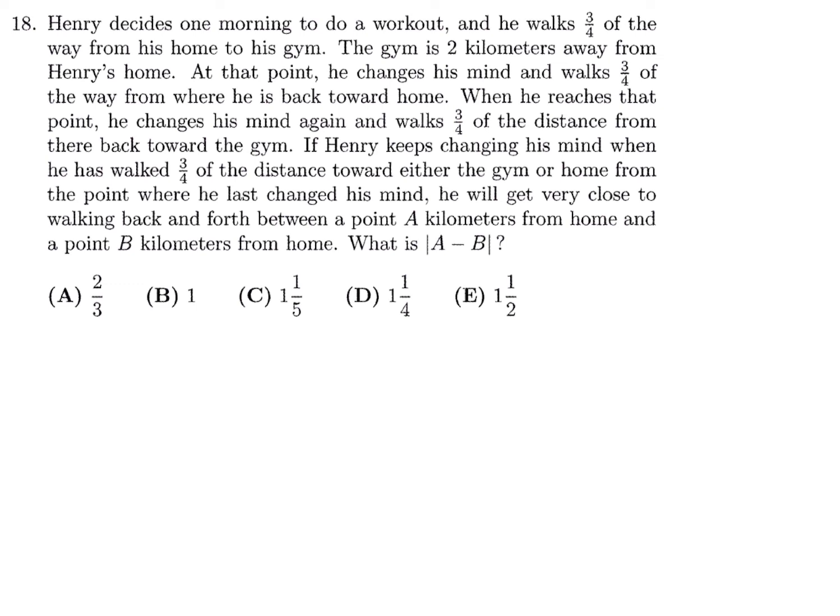Henry decides one morning to do a workout, and he walks 3/4 of the way from his home to the gym. The gym is 2 kilometers away from Henry's home. At that point, he changes his mind and walks 3/4 of the way from where he is back toward home.